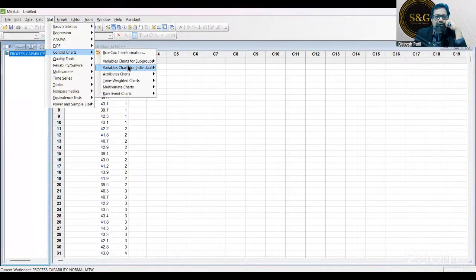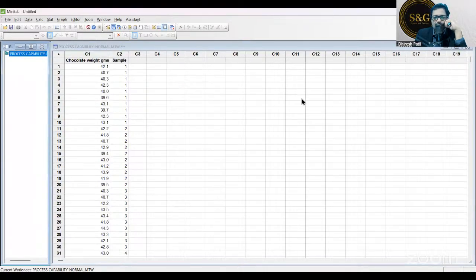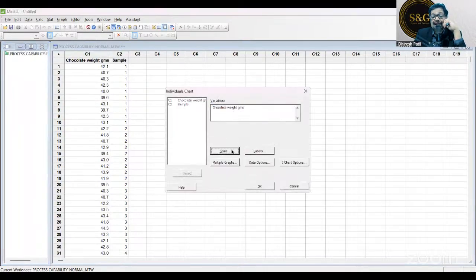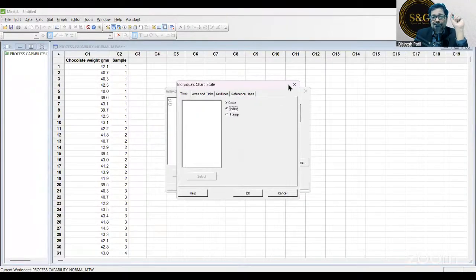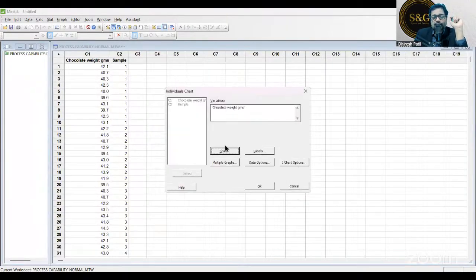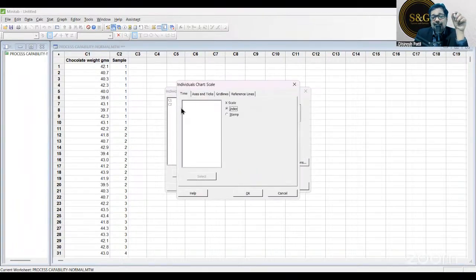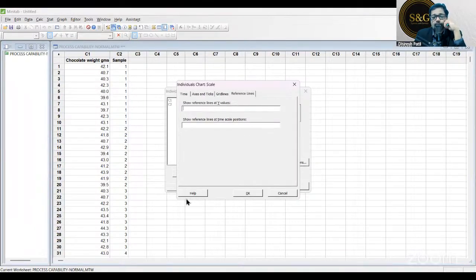Stat, Control Chart, Variable Chart for Individual. Select chocolate weight. Now go to Scale. Everybody just click on Scale. Where is Scale? Here. Can you see this option called Scale? Just go to Scale and go to Reference Lines. There are a lot of options like Time, Axis, Grid Lines, and Reference Lines. Just click on Reference Lines. And here, show reference lines at Y values. Here, for example, if you want to put lower and upper specification limit, you can put it.